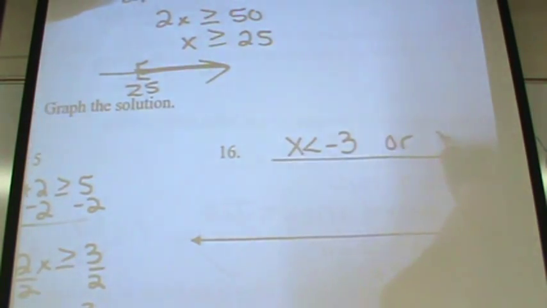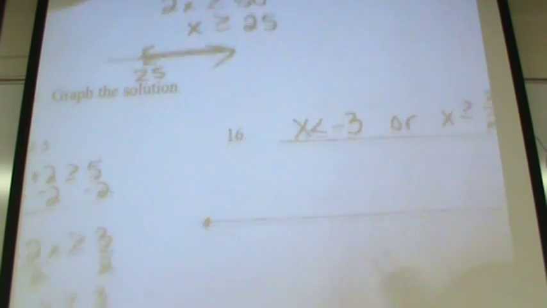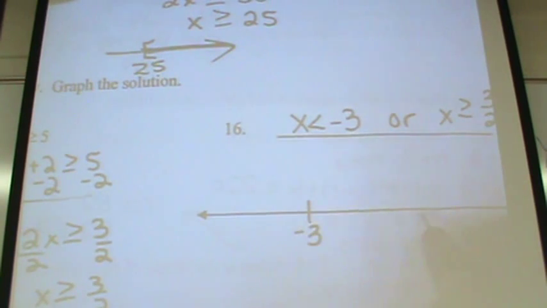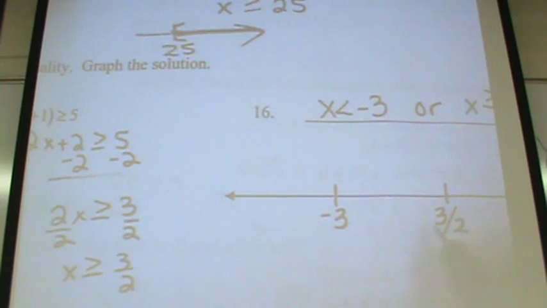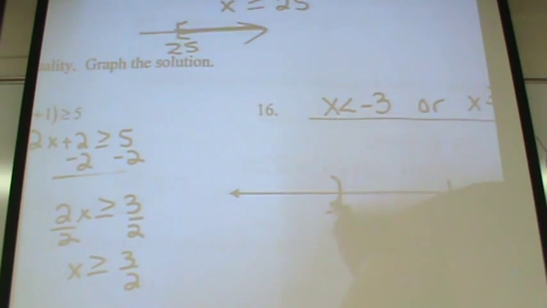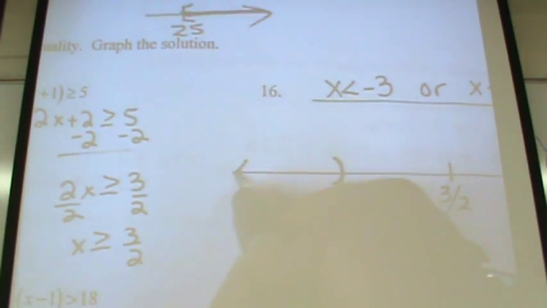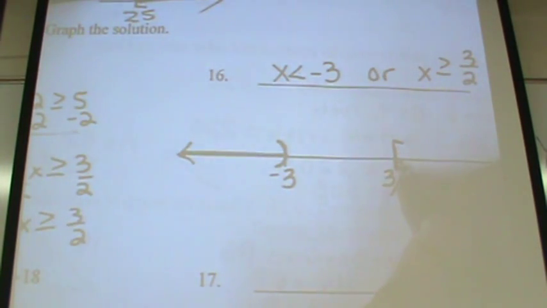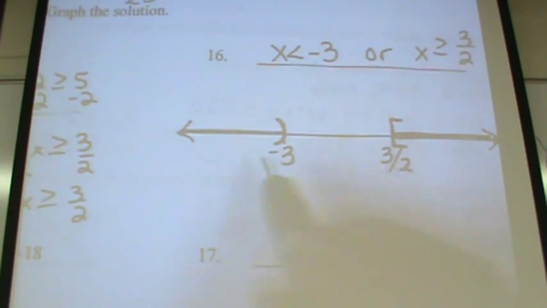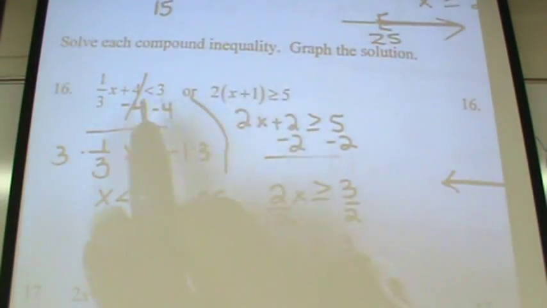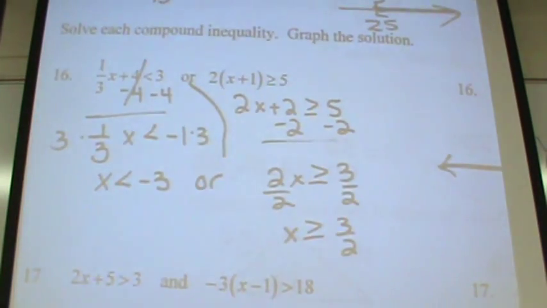Or x is greater than or equal to 3/2. The graph of this, your critical numbers are -3 and 3/2. You should have a parenthesis at the -3 critical value and a bracket with the 3/2. And you're shading opposite ends. So all of the numbers in the shaded region are a solution to both of these.